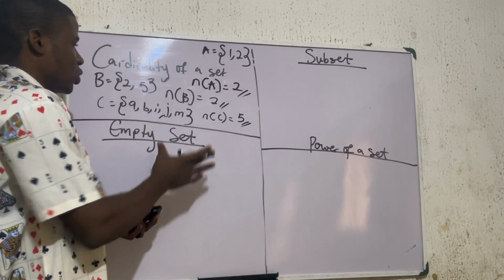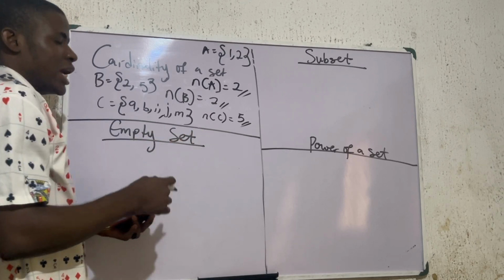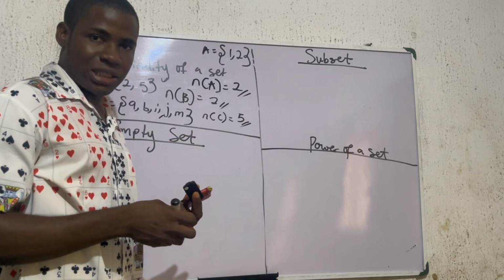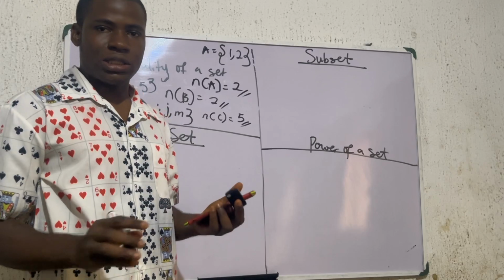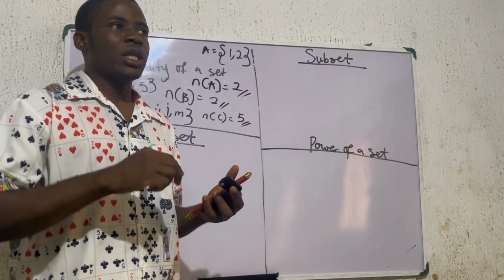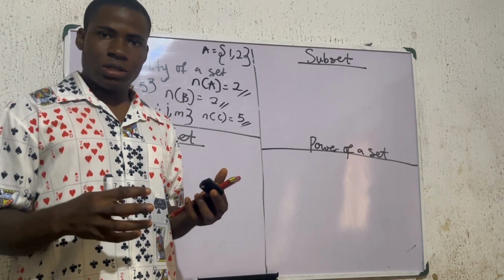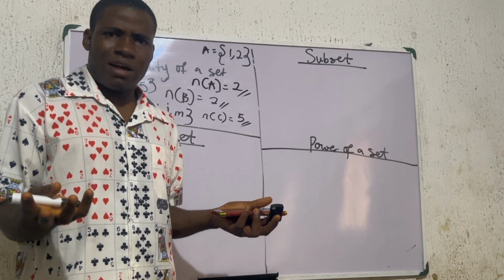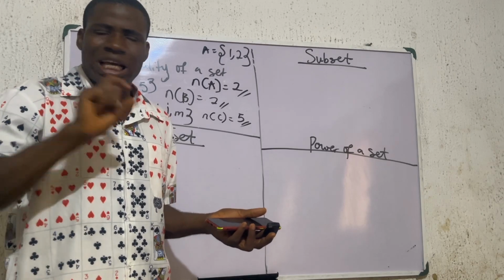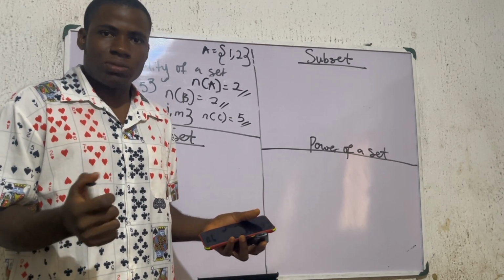I hope you understand. So we've explained what we mean by cardinality. Let's explain what we mean by empty set. An empty set is a set that has no element. Any set that has no element is an empty set. For instance, if I say set of pregnant men, that's not possible, having pregnant men. So that's an empty set. We have no pregnant man. Do you understand? Something like that.